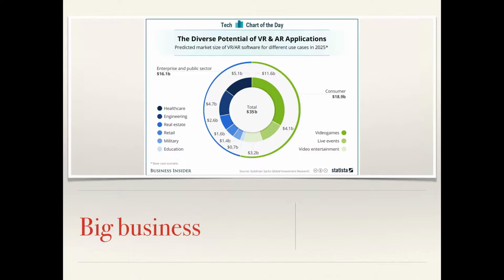To talk about business, in the year 2025, it is predicted that the enterprise and public sector will be worth $16.1 billion, while the consumer market will be worth $18.9 billion. Now, the consumer market includes such things as video games, live events, video entertainment, that sort of thing. But I think the much more interesting field is the enterprise and public sector. We have things like healthcare, engineering, real estate, retail, military, and education.